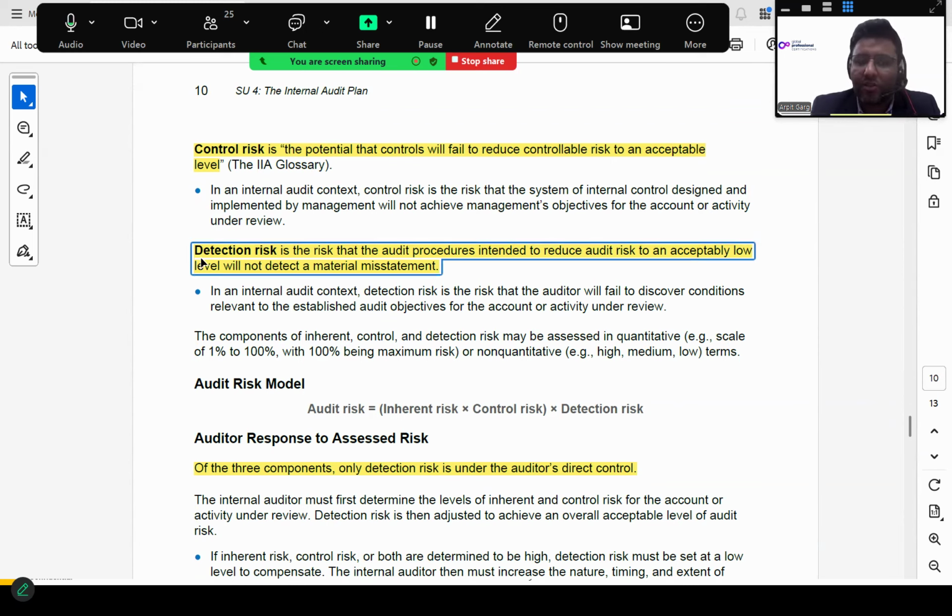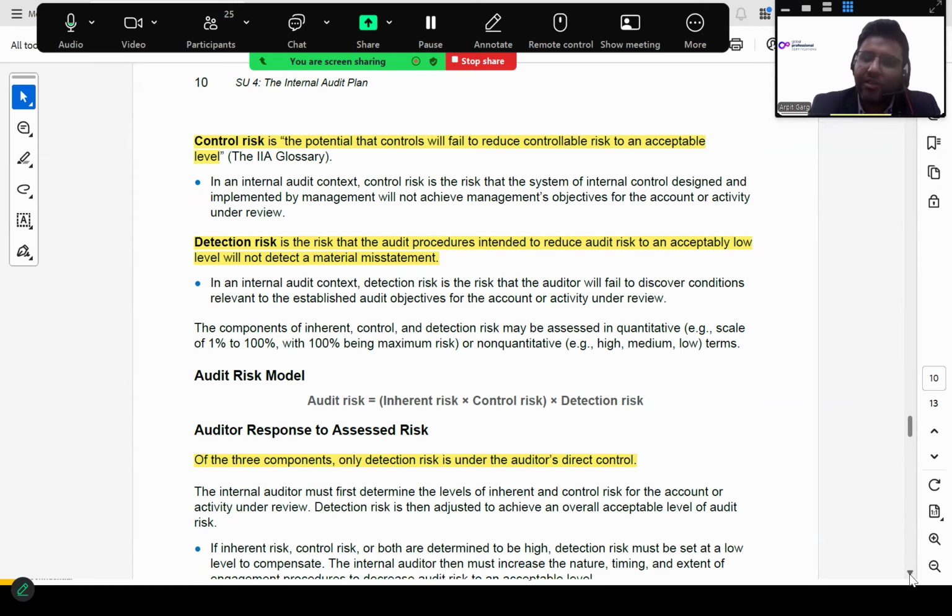What is detection risk, people? Can you all say that? Detection risk is the risk that audit procedures intended to reduce audit risk to an acceptably low level will not detect a material misstatement. Right. So in an internal audit context, again, detection risk is the risk that the auditor will fail to discover a condition relevant to the established audit objectives or the account or activity under review. The components of inherent, control and detection risk may be assessed in quantitative or non-quantitative terms: high, medium, low.